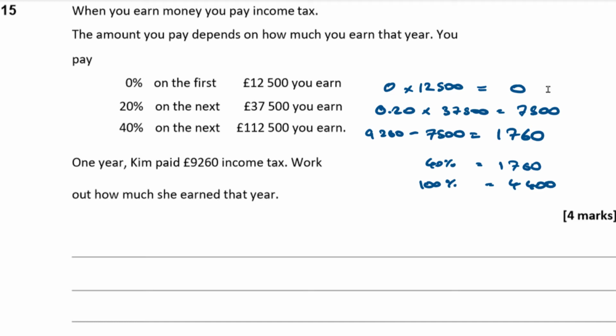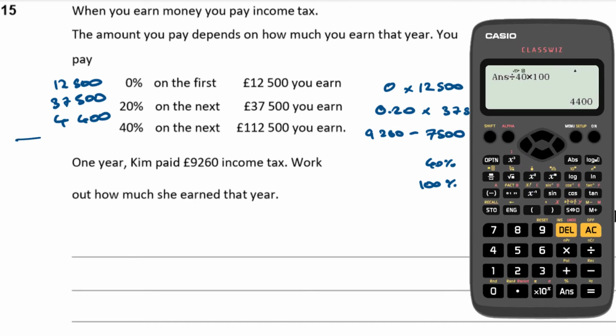Okay, so she earned the full amount here, 12,500, where she paid no tax. She earned the full 37,500 here, where she paid £7,500 of tax, and she must have earned a further £4,400 here at the top rate, so she ended up paying that £1,760 in tax. So how much is that altogether? Adding those up then. So I've already got 4,400 on my display, so let's add on the 37,500 and the 12,500. So that is a grand total of £54,400.